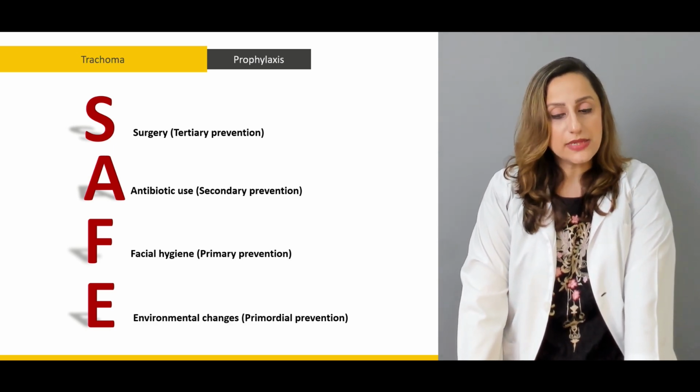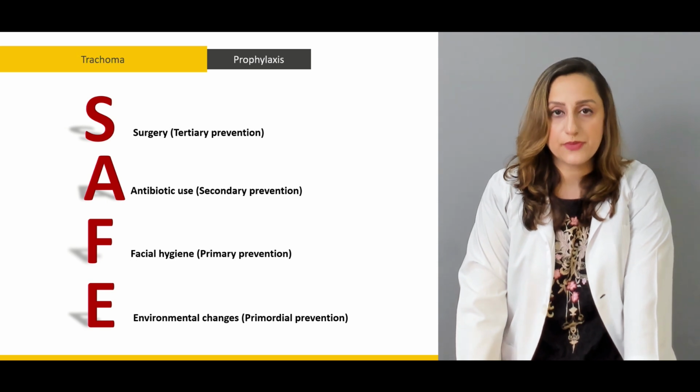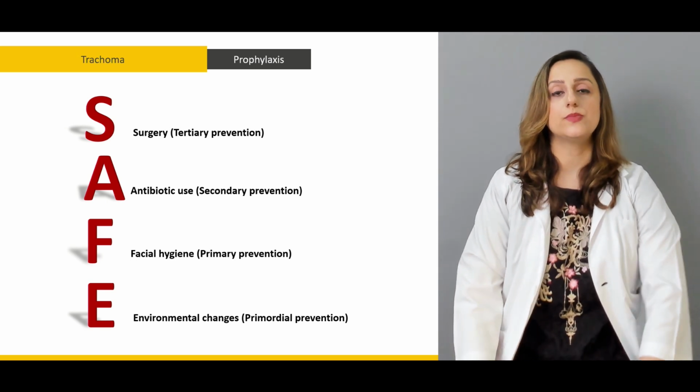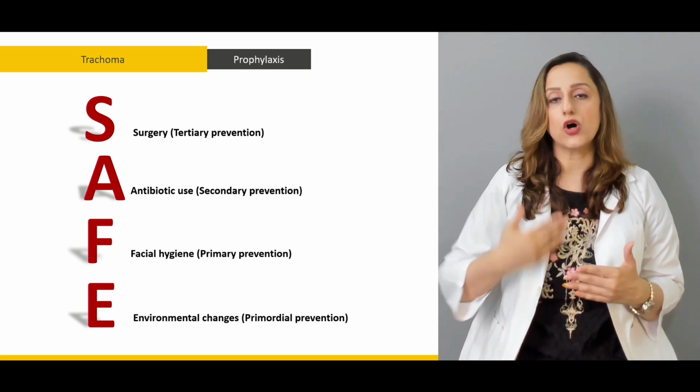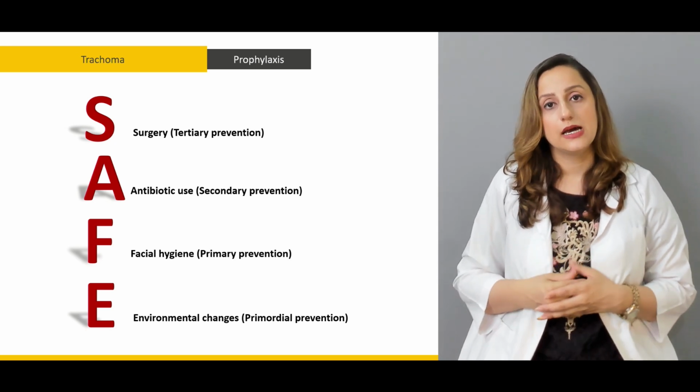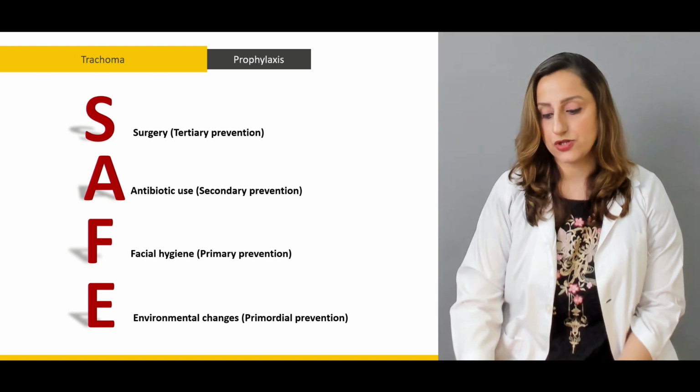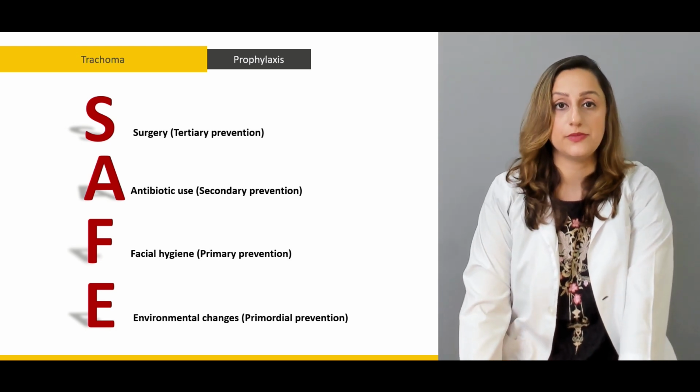Then we have the environmental changes, that is the primordial prevention. As we say, there has to be a lot of ventilation. There has to be a less hot and a less humid environment if we want to prevent this kind of trachomatis infection in the patients.